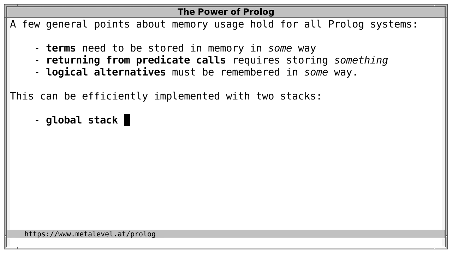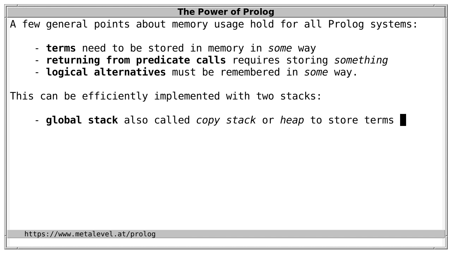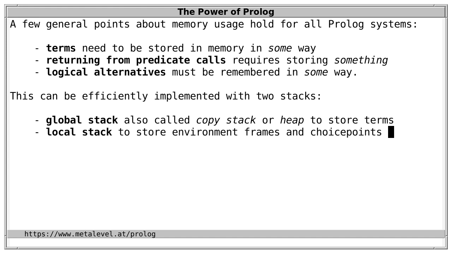And we call one of the stacks the global stack, which is also called the copy stack and also the heap. And we use this stack to store Prolog terms. And we call the other stack the local stack. And we use it to store environment frames and choice points. So these two stacks are the most important memory areas in Prolog.